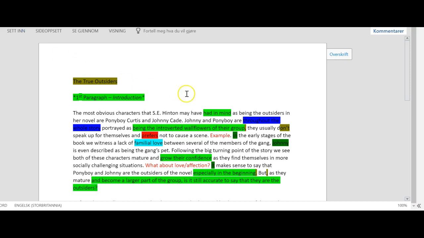First of all, you can center your title, but I like that you keep it in the same font, same size as the rest of your text, and no spacing needed between your title and your introduction. Second of all, structure. I would have liked to see your thesis here to make sure that you are in fact addressing your thesis statement. That is the last sentence in your introduction.